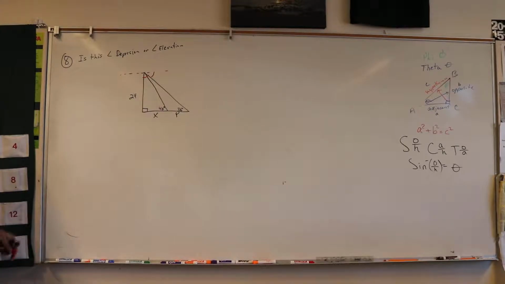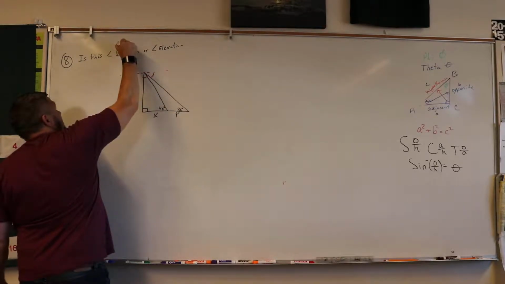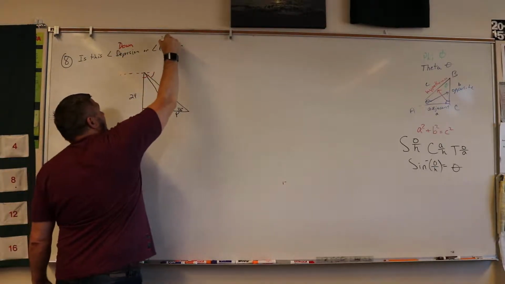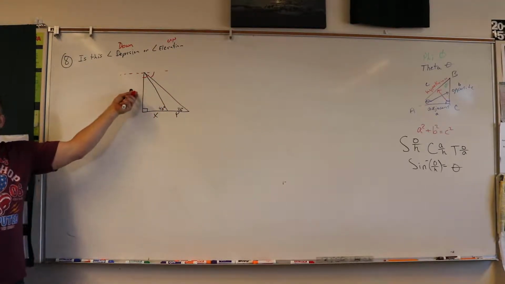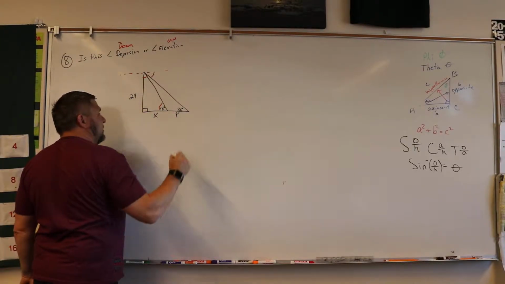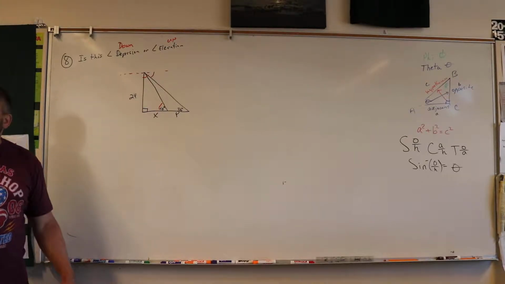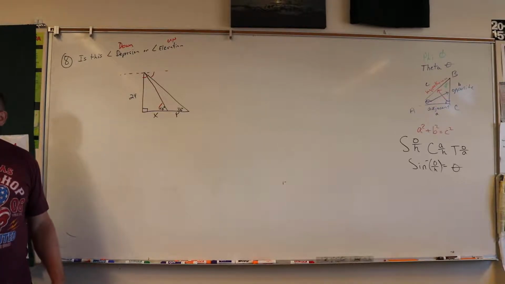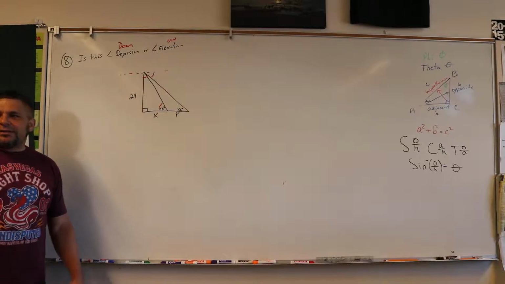So, is this angle going down? It would be depression. Up would be elevation. So what is this angle doing? Going down. Depression. What's this angle doing? Going up, elevation. It's that simple. That's depression and elevation. I mean, come on. Simple.